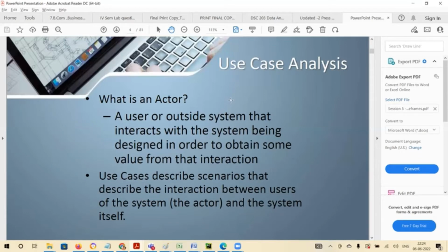The first thing we need to find out is who the actor is. The actor is a user, and definitely outside the system, that interacts with the system being designed in order to obtain some value from the interaction. A use case describes scenarios of the interaction between users, which are the actors, and the system itself. That's why the actor is an important part of our use case diagram. It talks about who those people are going to interact with.